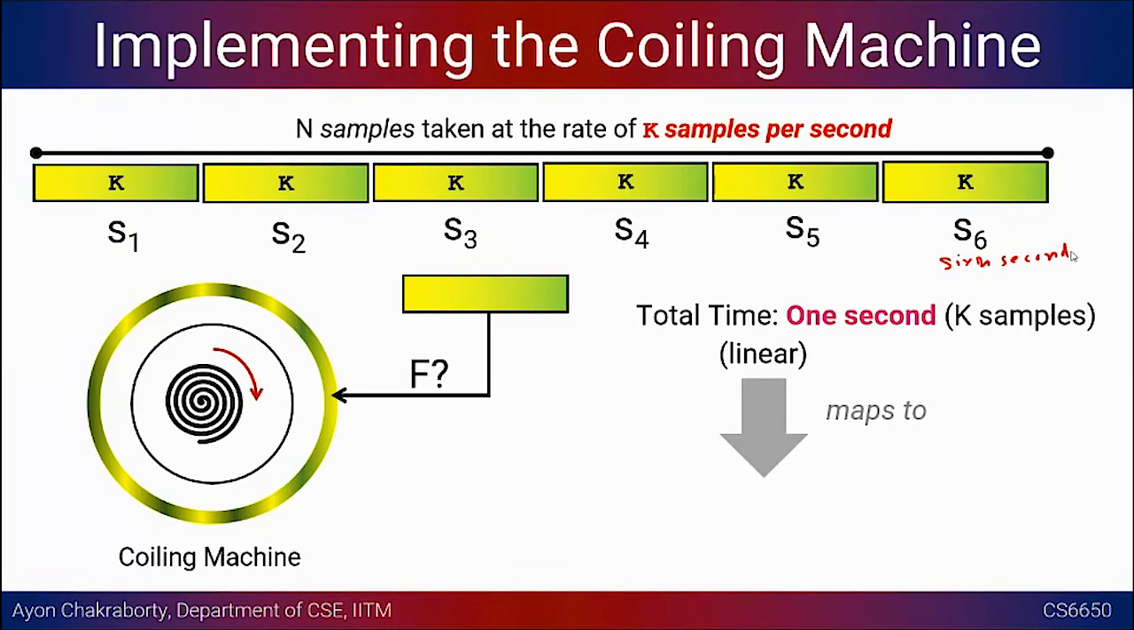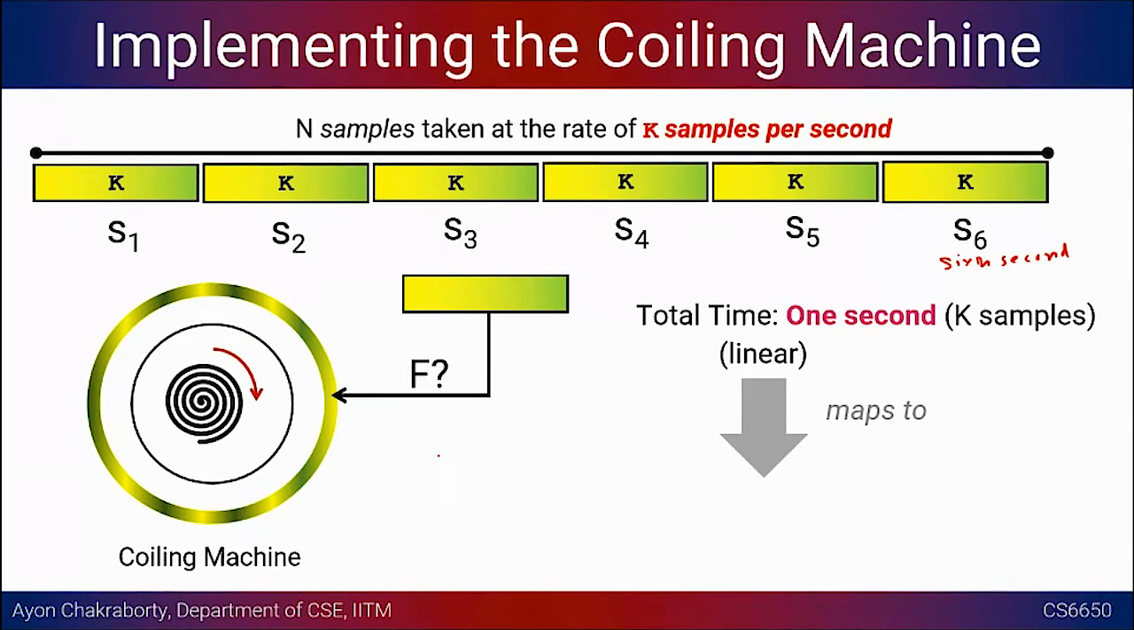Okay, so our total time in the linear domain is k samples worth of data, which is basically 1 second, and it has to map to the circle. We want to map this to the angular domain, right? So we have to find out the total angle that will be wrapped by these k samples.